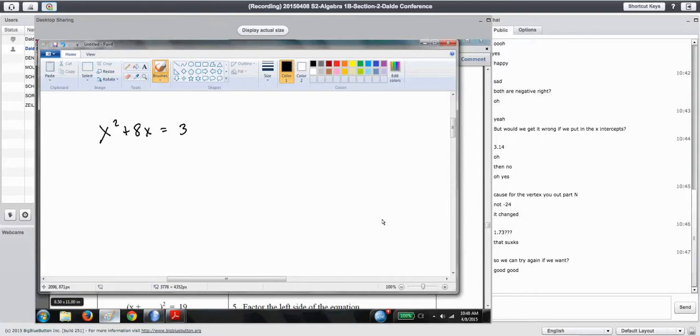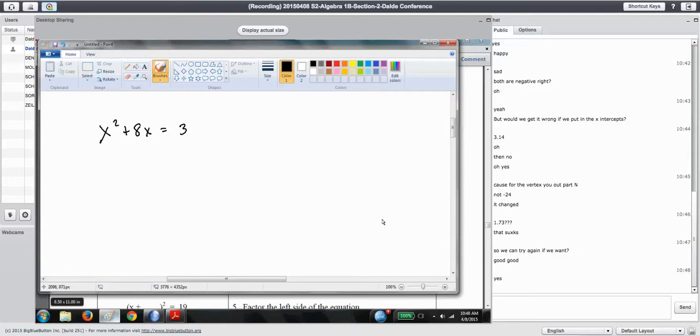Okay, write this down. Take out a piece of paper, write this down. All right, let's try this. The easiest way to solve this problem would be to factor it. I would take everything, put it over to the left side, and I got x squared plus 8x minus 3 equals 0. Are we cool?